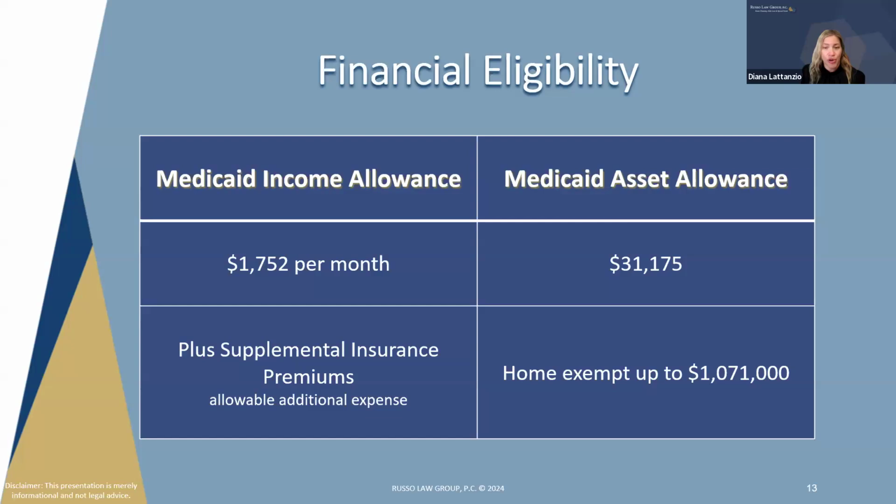But currently under this program, you're allowed to keep up to $31,175 in liquid assets. That's like money that you have in the bank. $1,752 in income. That would be like Social Security, pension, your IRA RMD distributions. And you're allowed to qualify with a home with an equity value of a little over $1 million. Now, that's not always the best plan to apply if you own a property in your name. It is a little bit risky, but if we needed to push the application through, it cannot be a reason for a Medicaid denial.